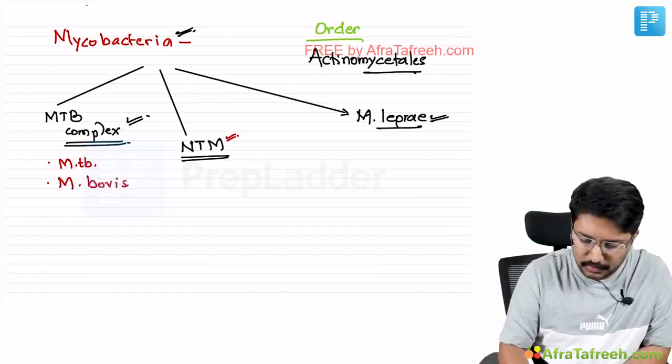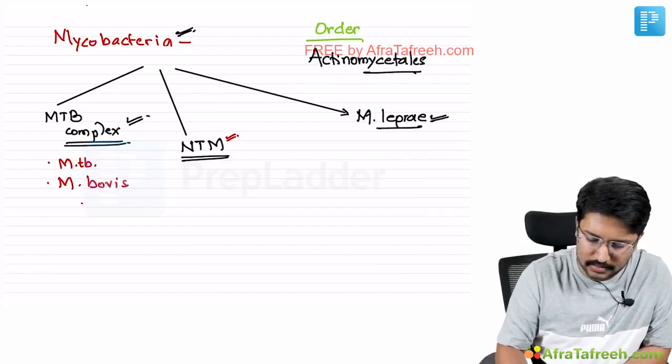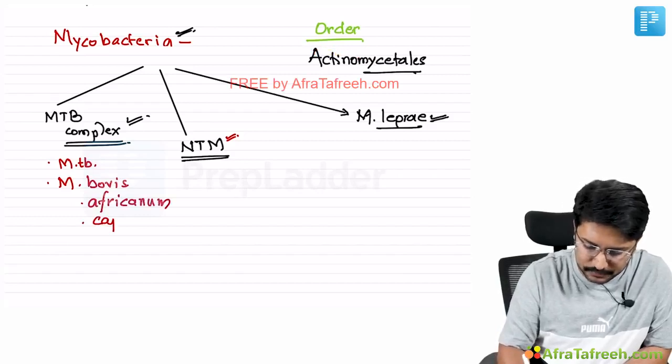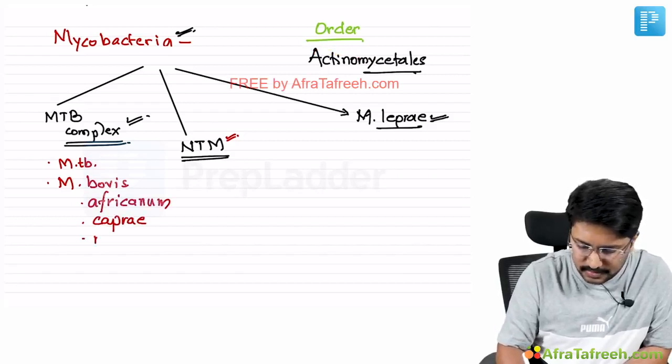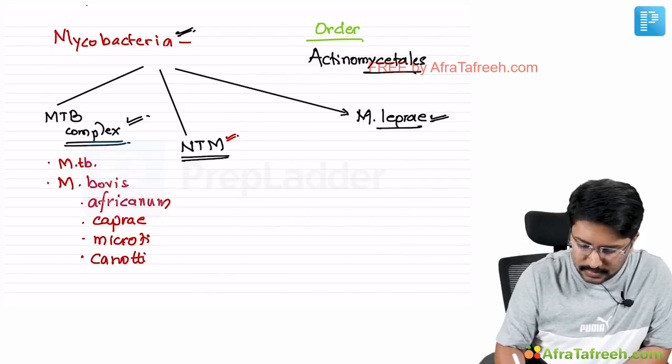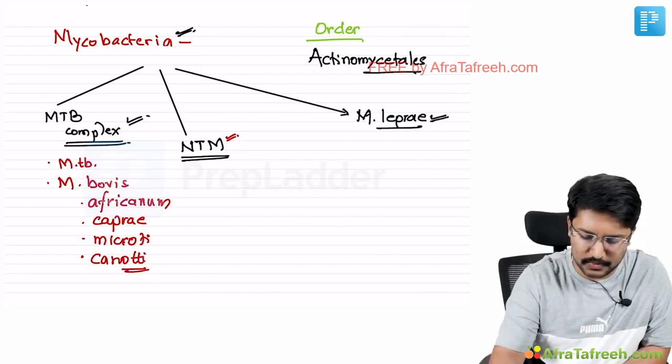Apart from that, there are certain geographically restricted infections like M. africanum, then we have M. caprae, then M. microti, and M. canettii. These are the important MTB complex organisms.